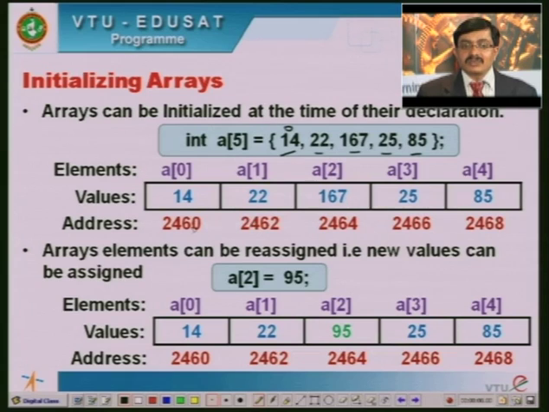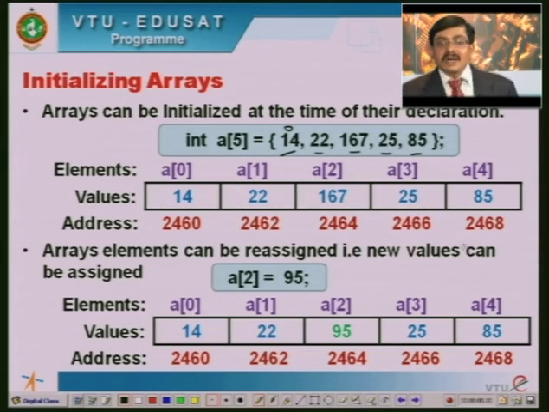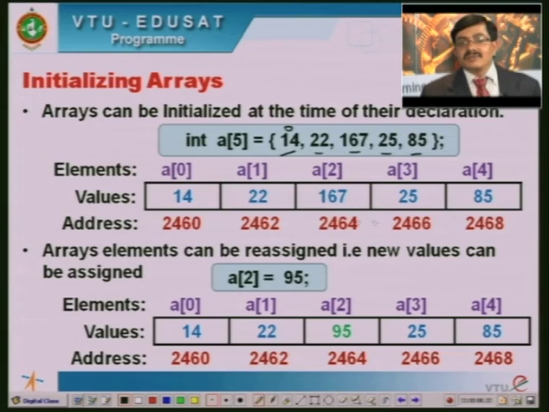So when you start from 2460, 2462, 2469, I will be using the memory locations. Here we have 10 different bytes of memory location. Each integer will take 2 bytes, and here 5 elements I have declared. So 10 bytes of memory is allocated for this particular array A.